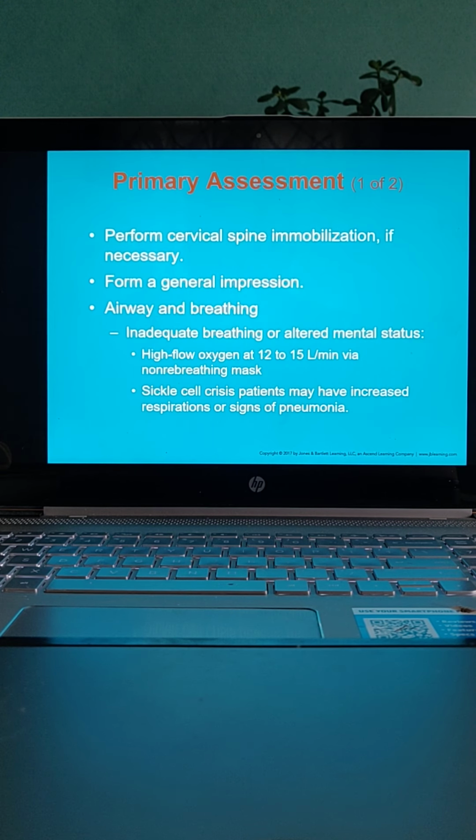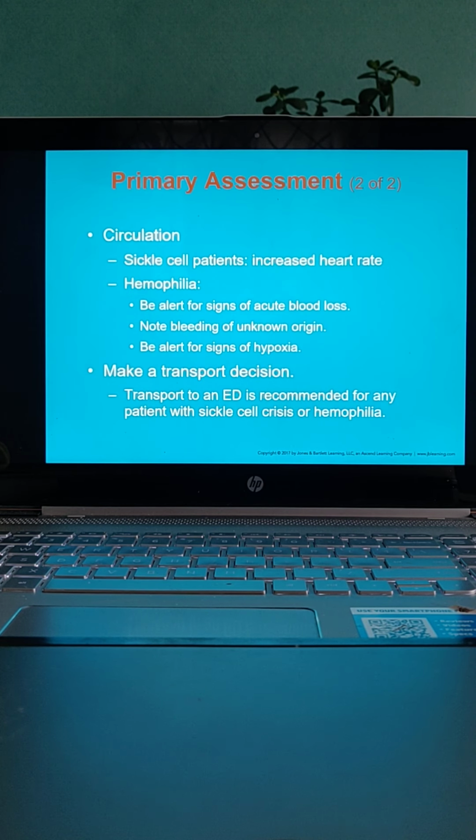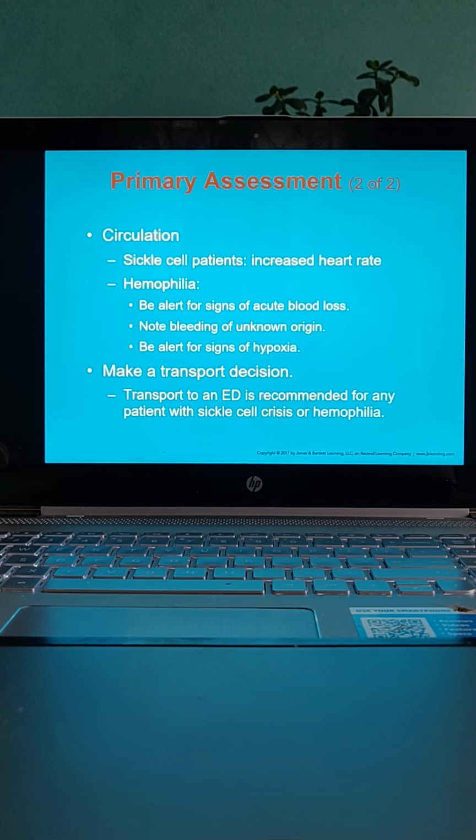High flow oxygen at 10 to 15 liters per minute in a non-rebreathing mask. That's high flow, that's 80-90% oxygen saturation. And sickle cell crisis patients may have increased respirations or signs of pneumonia. Circulation, check the pulse, the skin color, temperature, condition. Sickle cell patients have an increased heart rate.